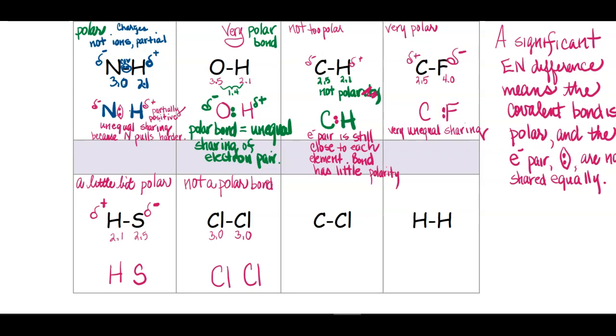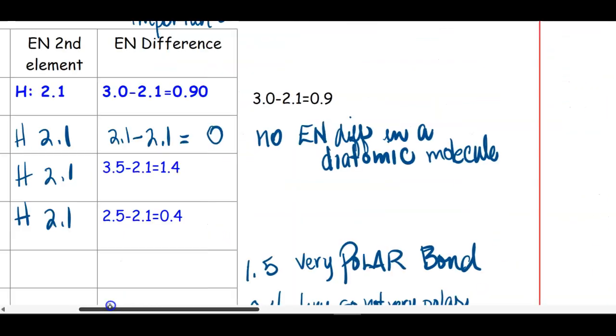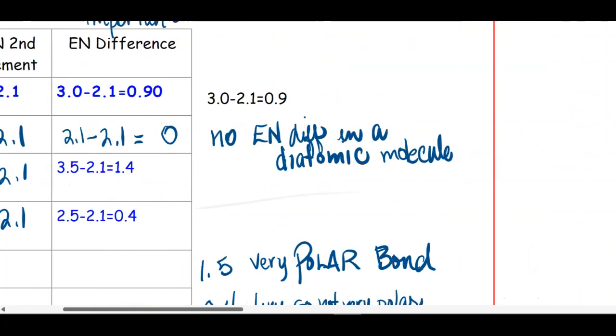Well, on HS, it's only a little bit polar and towards sulfur. So we probably would put the pair about like that. See how it's not very polar at all. There's almost equal sharing. Almost, but not quite equal sharing of that pair of electrons.